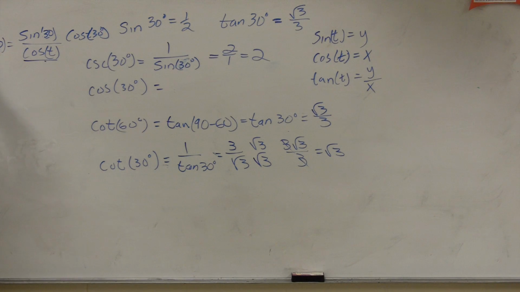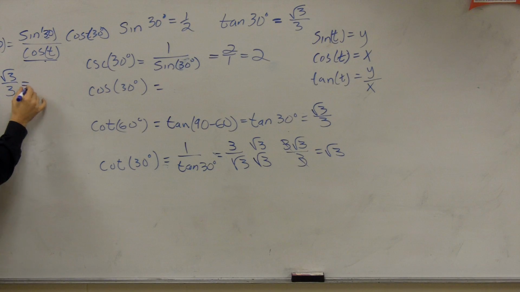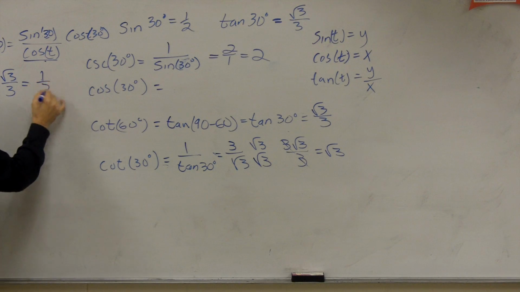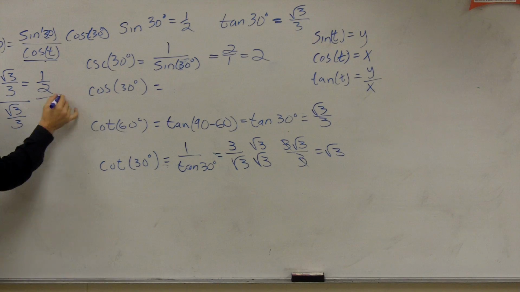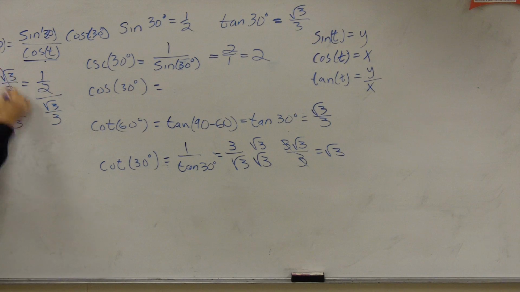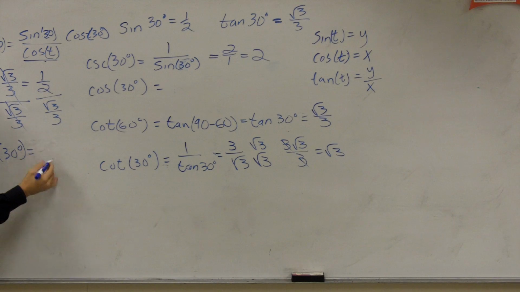So you multiply by cosine of 30 degrees on both sides. So you have cosine of 30 degrees, which we don't know, times the tangent of 30 degrees, which was what? Square root of 3 over 3 equals the sine of 30 degrees, which is 1/2. So you divide by square root of 3 over 3. So you say cosine of 30 degrees is equal to 1/2 divided by the square root of 3 over 3.